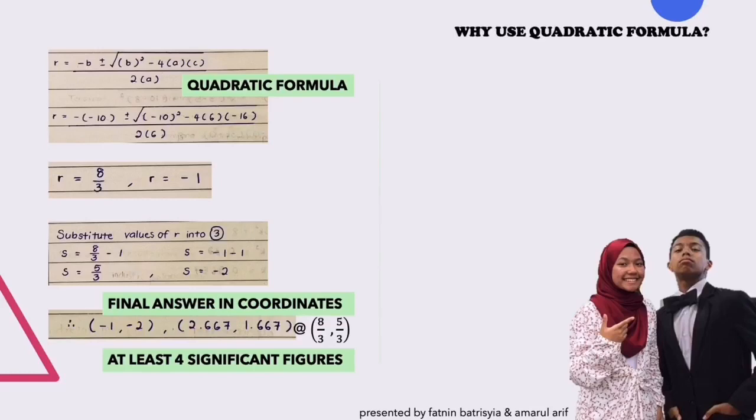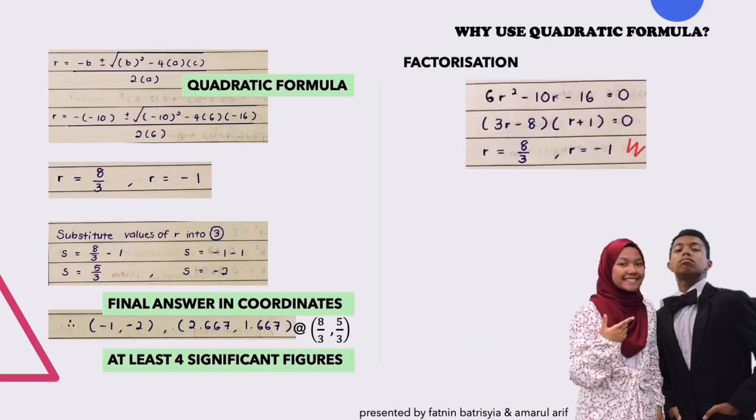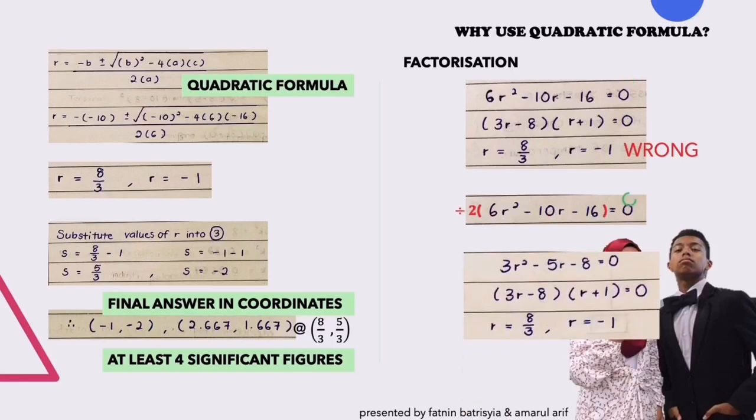Why do we use the quadratic formula? This is an example of a common mistake done by students using the factorization method. Can you recognize where the mistake is? To get full marks when using factorization, the general form has to be in its simplest form. As you can see from the equation, it can be simplified by dividing the equation by 2. And there you go, the correct way to answer using the factorization method.